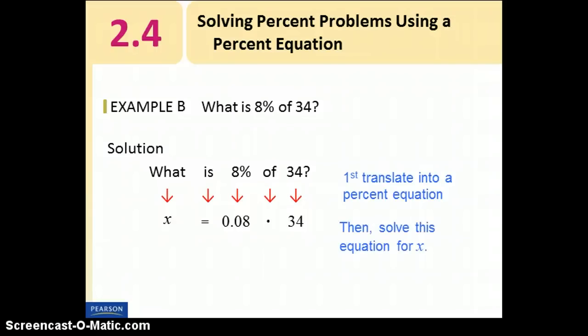Now we solve this for x to answer the question. Thus 2.72 is 8% of 34. Note that this one was pretty easy to solve since the x was already isolated. Let's look at a couple more that will require a bit more work.